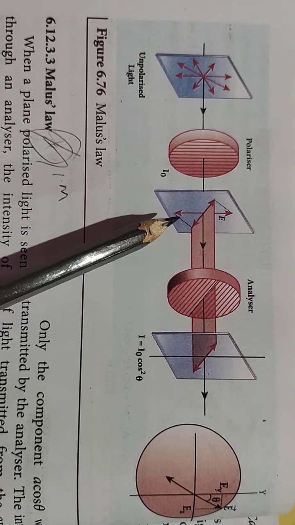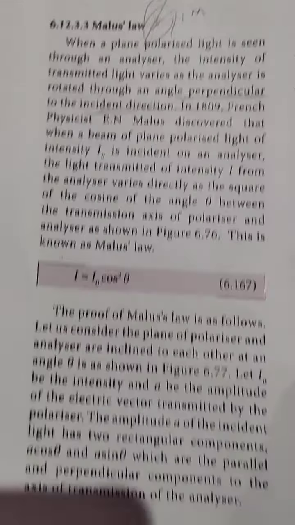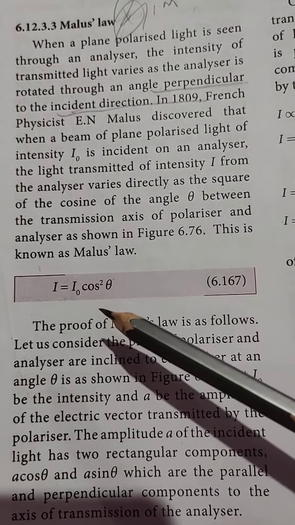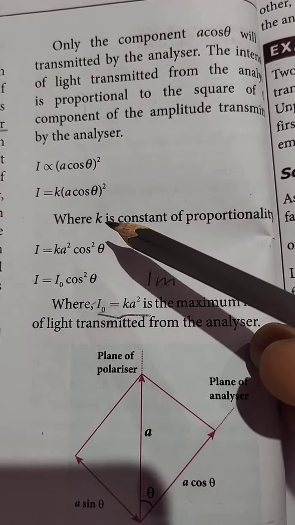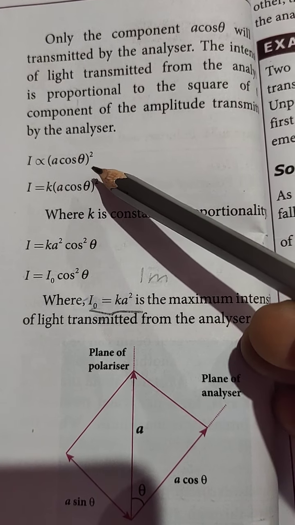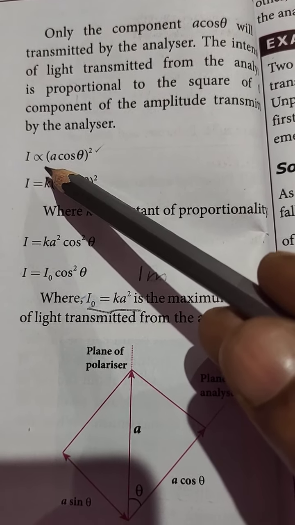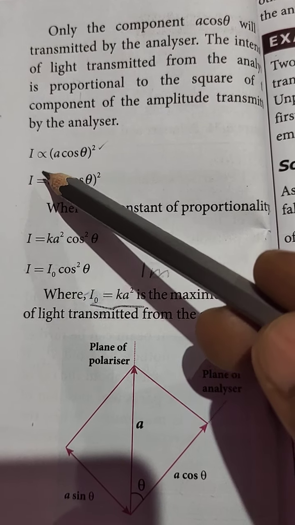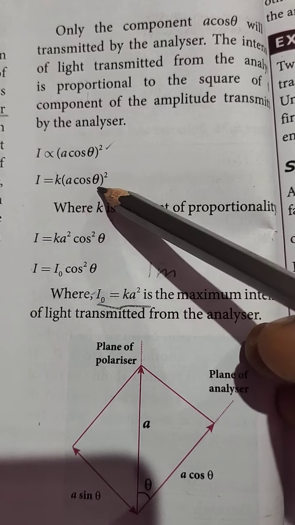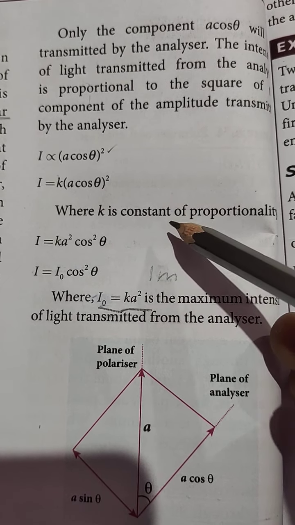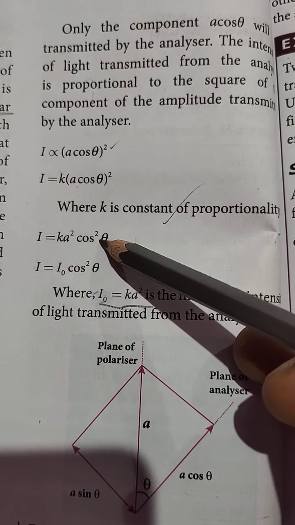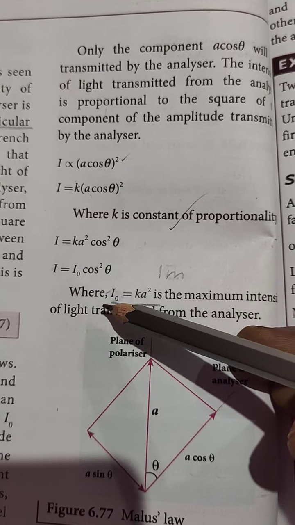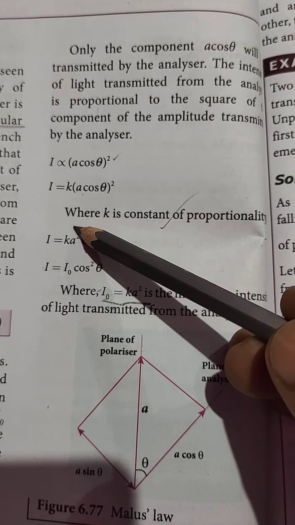This is Malus's law. So we can write I equal to I0 cos square theta. We can simplify the equation: I is directly proportional to (E cos theta) whole square. We can change the proportionality symbol to an equal sign by providing a proportionality constant k. Squaring the terms, I equal to k E square cos square theta, whereas I equal to I naught cos square theta, where I naught equal to k E square.